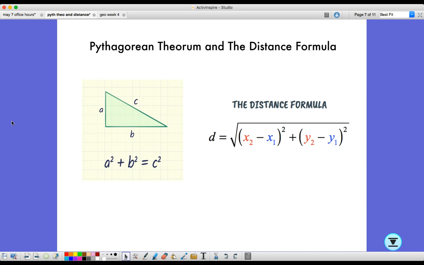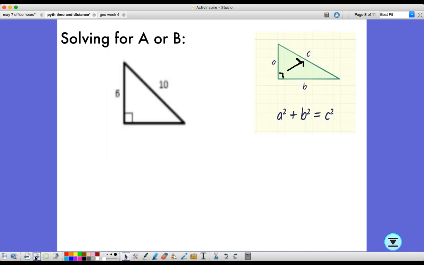So the first thing I want you to notice is if we were looking at these two formulas, they both have some squared terms in them. And then, the distance formula has a square root in it. So we're going to do a few problems together, and then we're going to identify something at the end.